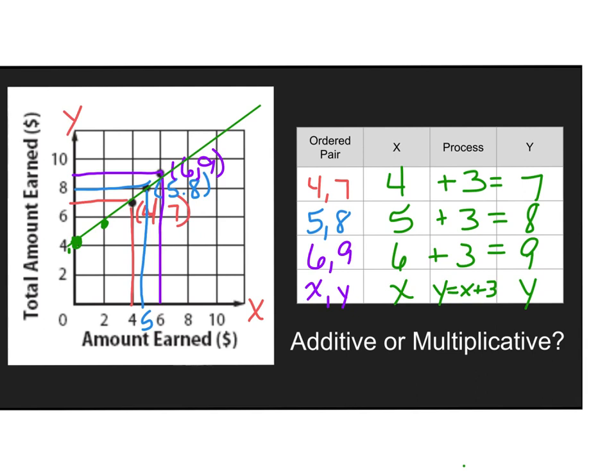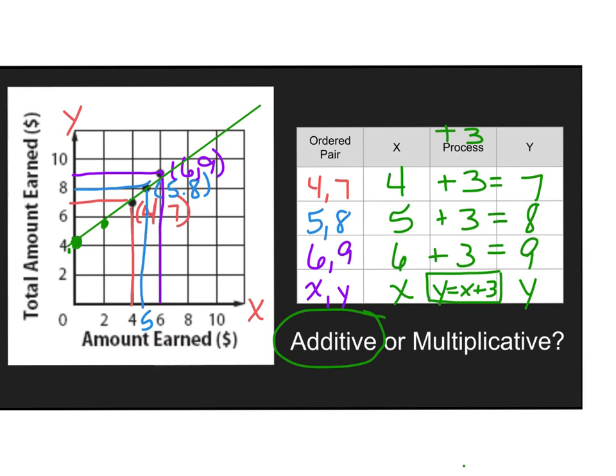So this is going to be an additive relationship, and this is my rule. My process is actually plus 3. So we were able to find the relationship just by listing the ordered pairs from the graph and then transferring them to the table and making sure we see that relationship.